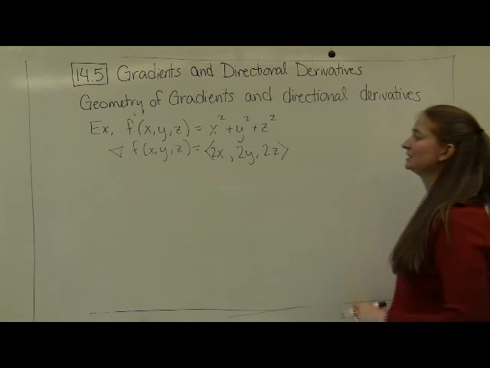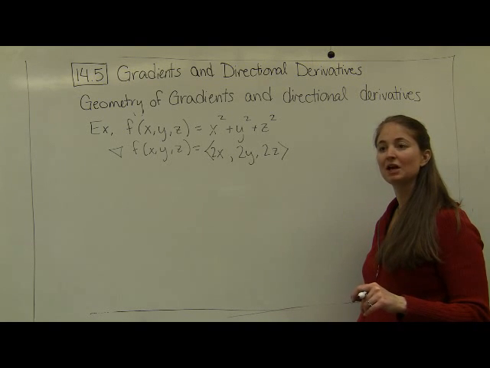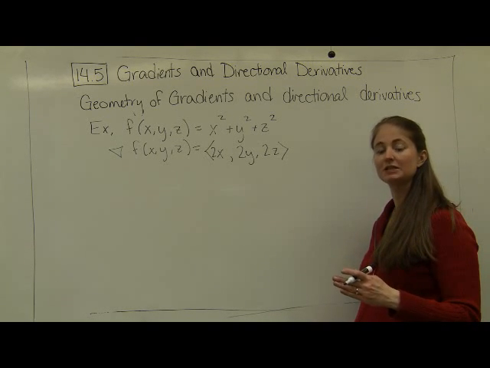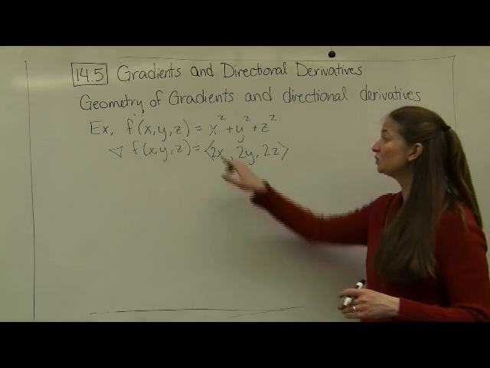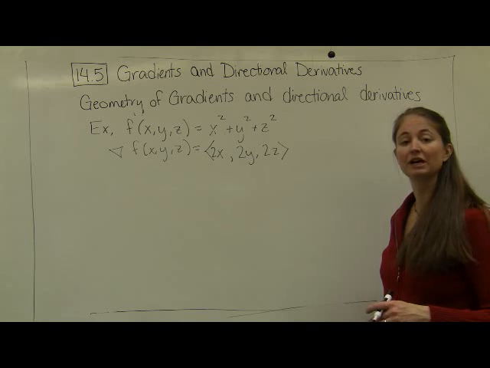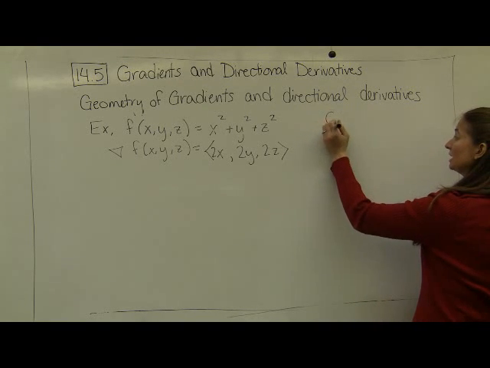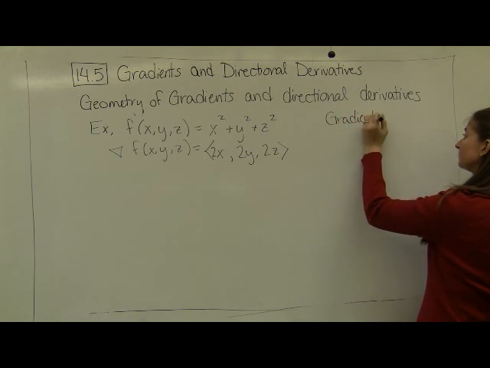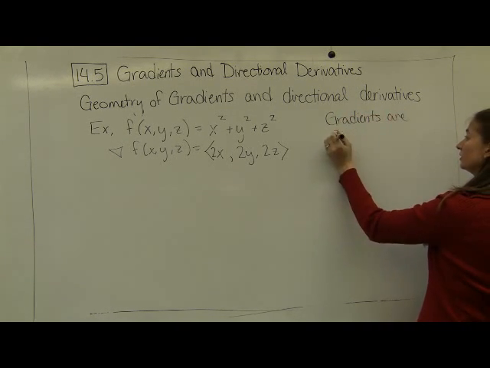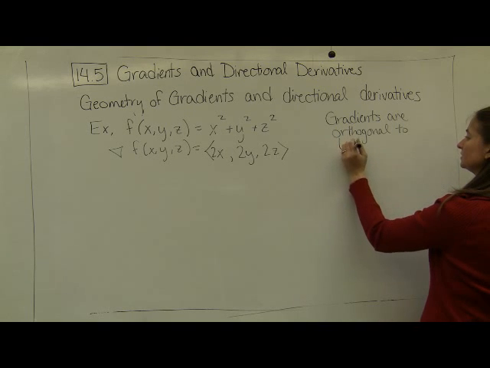The reason why this is interesting: we just saw that gradient functions are always going to point in the direction that is perpendicular or orthogonal to level curves. Here we're going to see an application where gradients are always going to be orthogonal to level surfaces. And I'll write that down. Gradients are orthogonal to level surfaces.